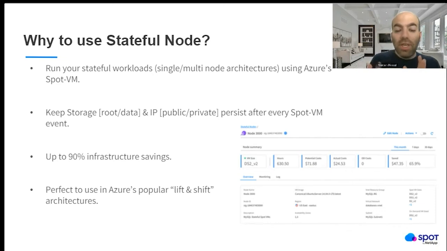An interesting point here is that we see this approach is very popular among customers that are using the lift and shift architecture and do not want to change anything in their running compute. They just want to take their compute from Azure, import it to some kind of a stateful solution, which is a cheap solution, and they can just import those into stateful node. We will provide them with higher infrastructure savings with SLA availability guaranteed.